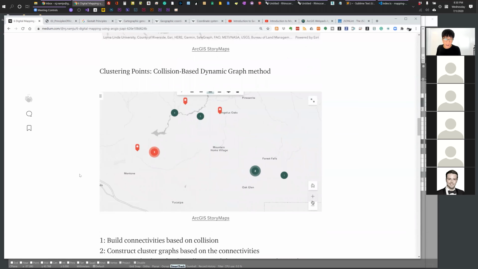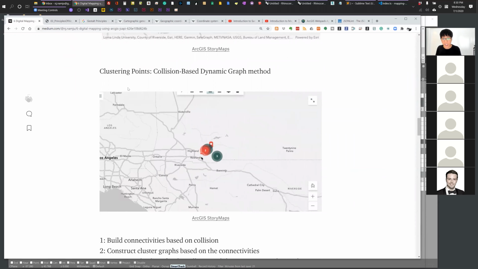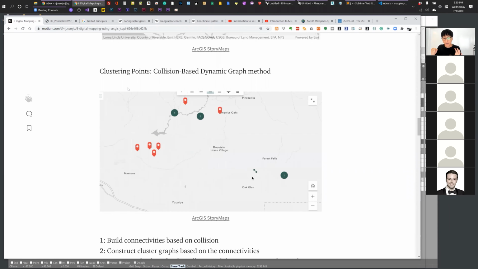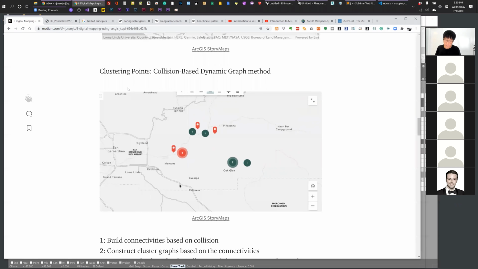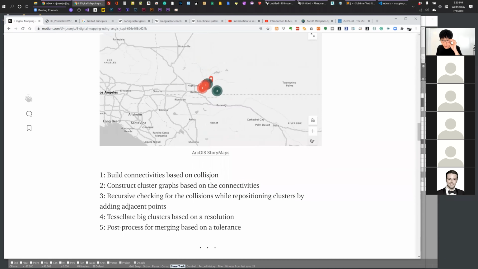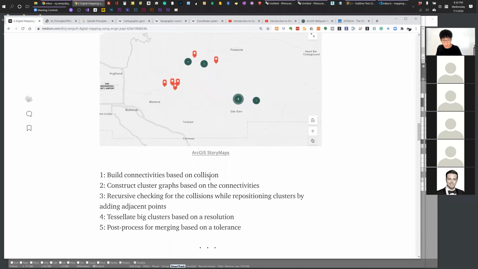So I invented, with my mouthful name, the collision-based dynamic graph method. It allows us to interact with the points while clustering the data at the same time. You can actually play with the data on the map. So this is the idea. And then the implementation goes to the story map. If you want to experience it, there's an app on the internet, so you can access it.